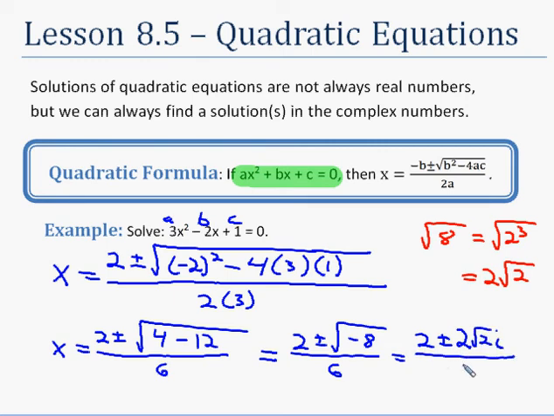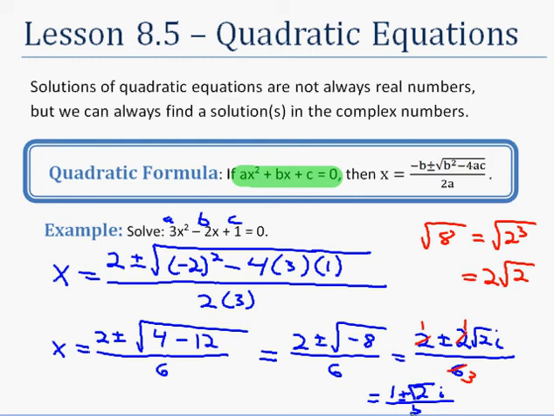So this is 2 root 2 i, all over 6. We see we have some reducing we can do. 2 goes into each term, not just under the square root, so 2 goes into 6 three times, and into each of the others once. And so our answer for this quadratic equation is 1 plus or minus root 2 i all over 3. That's not written very well.